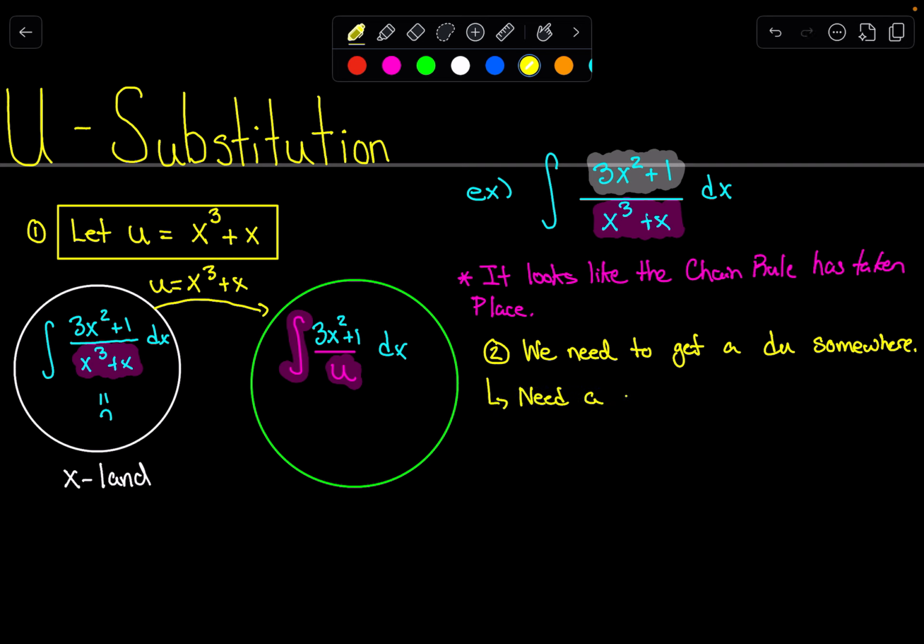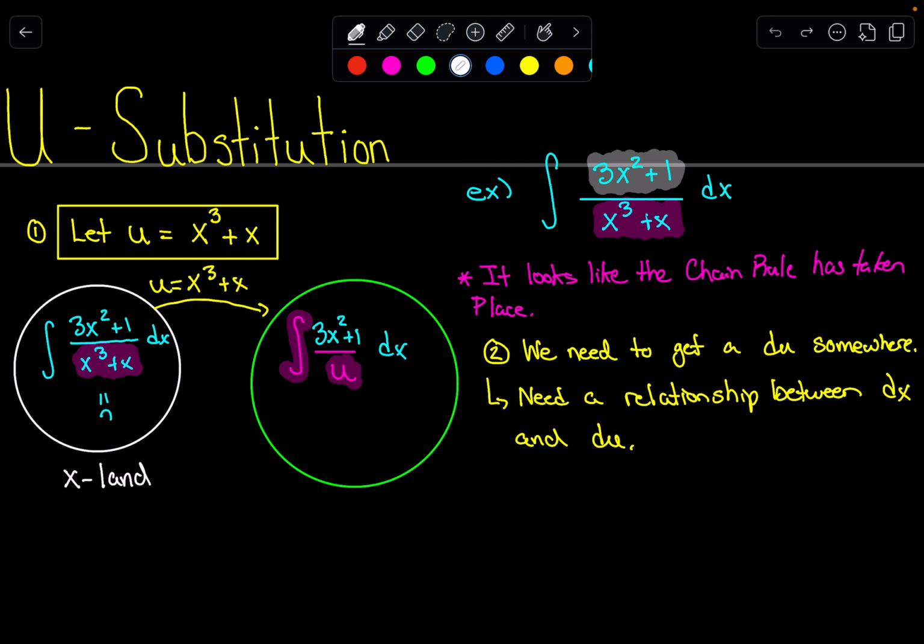And so at this point, what we really need is a relationship between dx and du. What I mean is, just like earlier, we picked u equal to x cubed plus x. That's great. That transformed the bottom of this equation. But we don't have anything for dx, right? What we really need to show up is something that says dx is equal to blah in terms of u. This is what we really need.